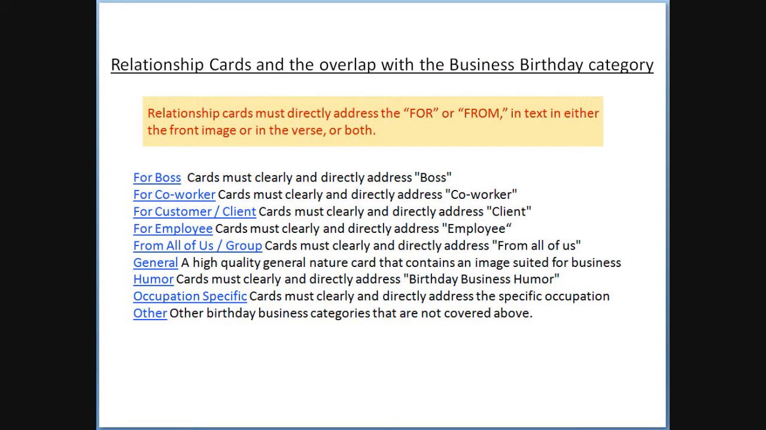Incidentally, the business category also has a birthday subcategory. Cards in the business birthday area are held to a higher standard than general birthday cards, which are essentially less formal. Make sure that if you do plan to place the same for boss birthday card in the regular birthday category, as well as in the business birthday category, that the card is compatible with those in both categories.